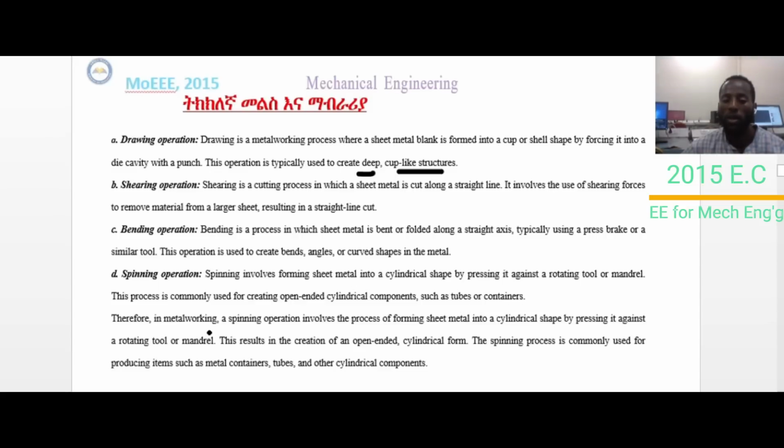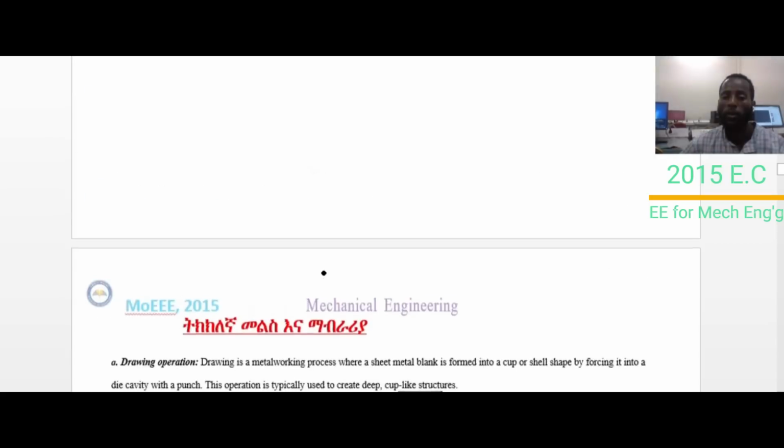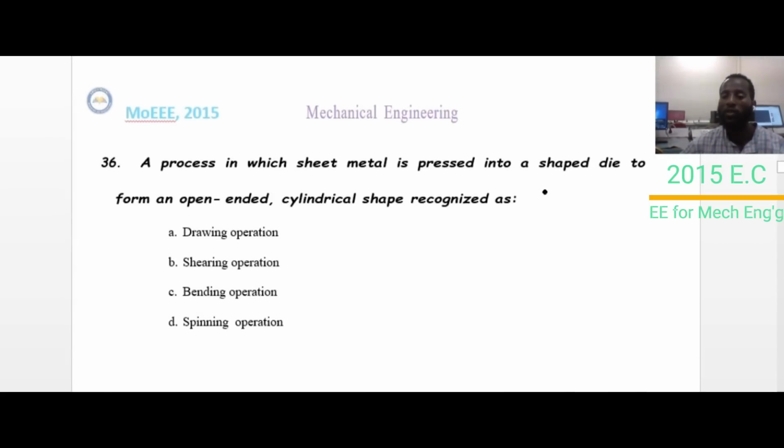So therefore, in metal forming, the spinning operation involves forming sheet metal into a cylindrical shape by pressing it against a rotating mandrel, and this results in the creation of open-ended cylindrical forms. This spinning process is commonly used for producing items such as metal containers, tubes, and other cylindrical parts. So from the listed ones, the spinning operation is the correct answer for the given question. The process in which sheet metal is pressed into a shaped die to form an open-ended cylindrical shape is recognized as the spinning operation. So D is the correct answer.